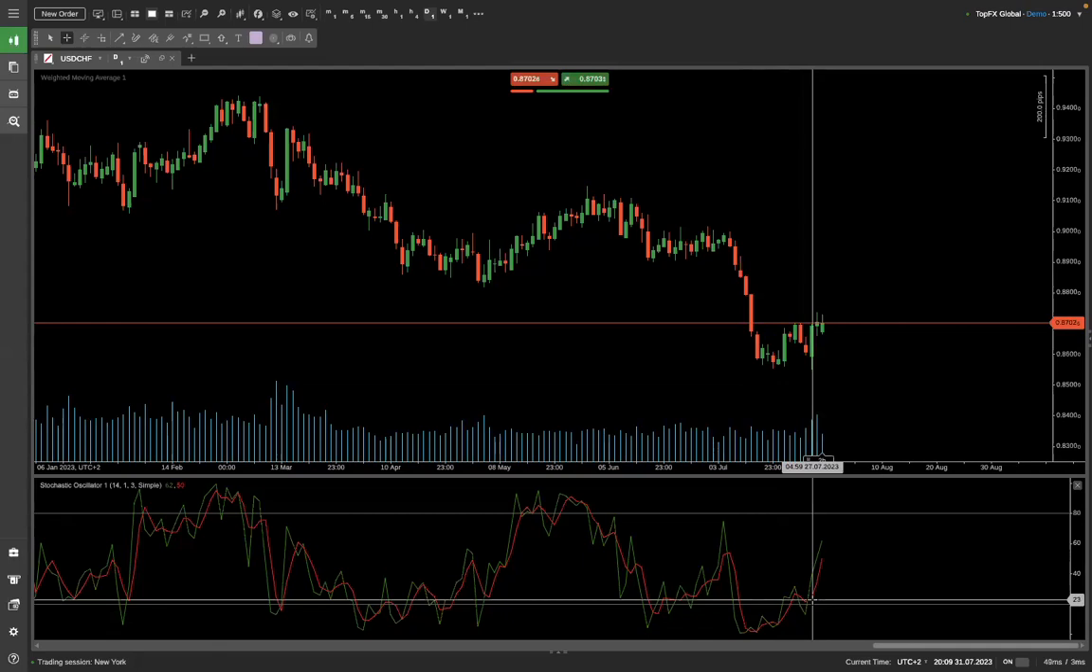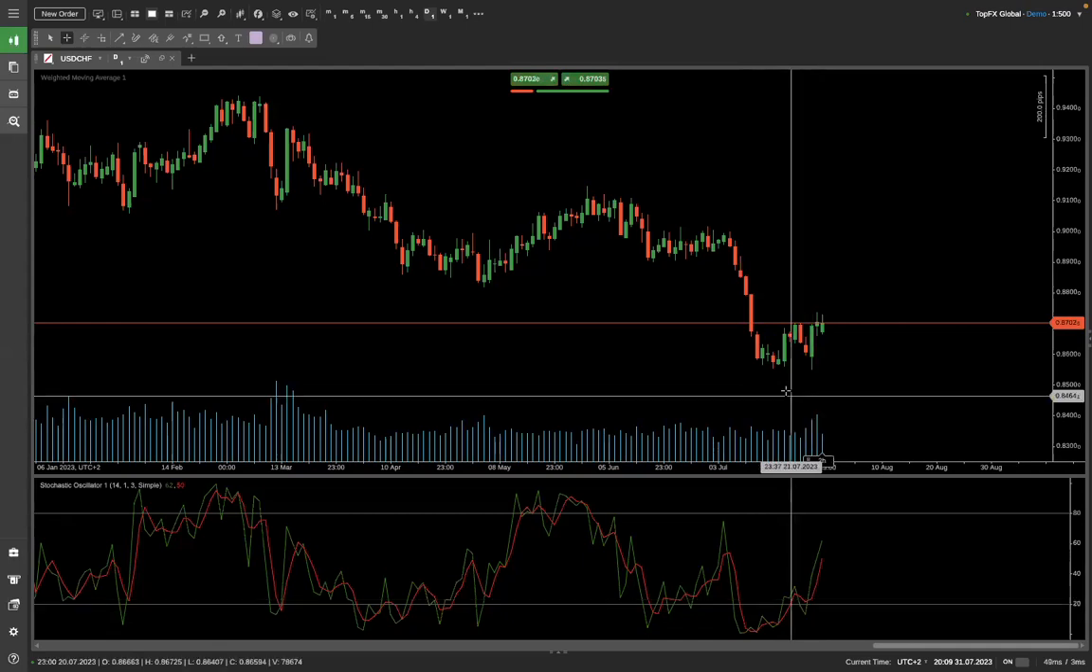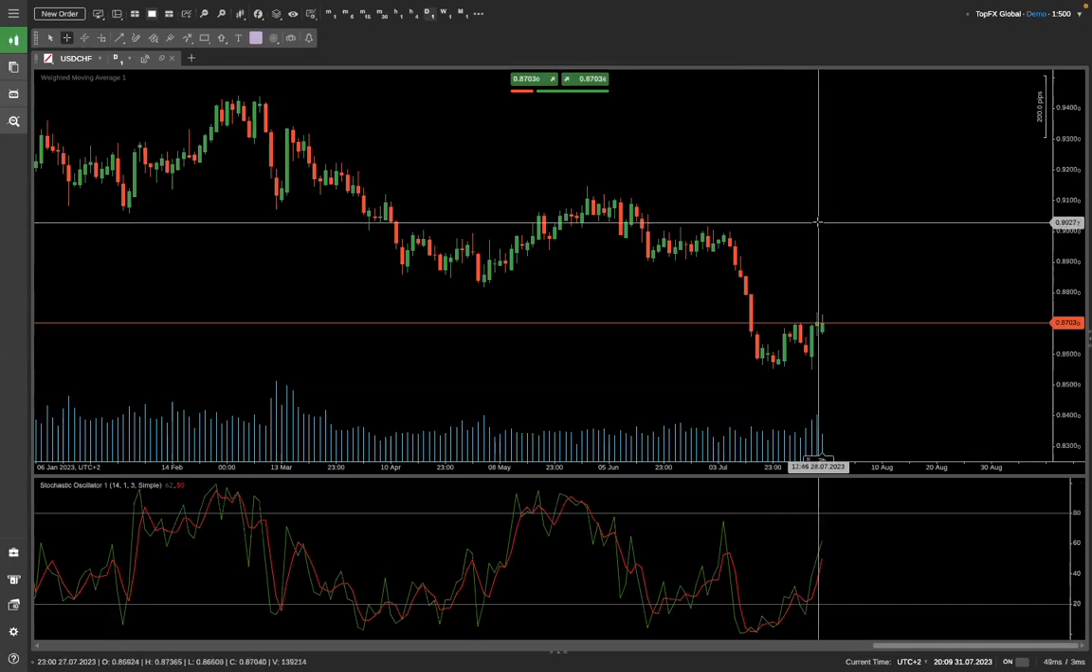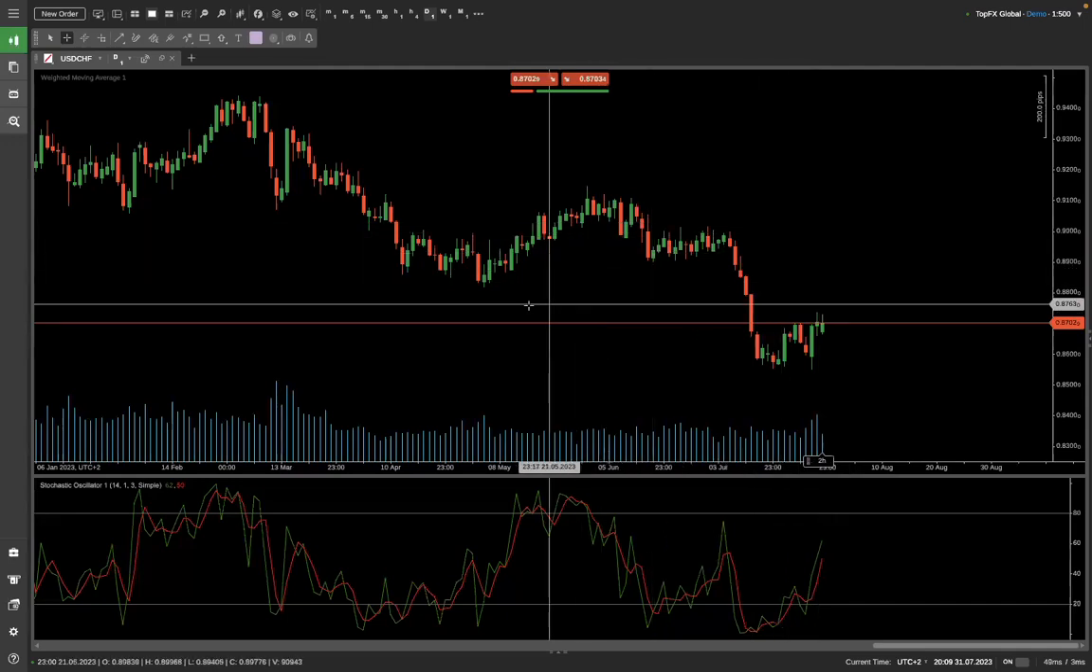And there's a bearish divergence. This occurs when the price forms higher highs, and the stochastic indicator forms lower highs. So it indicates that the upward momentum is waning and a potential bearish reversal might be imminent.